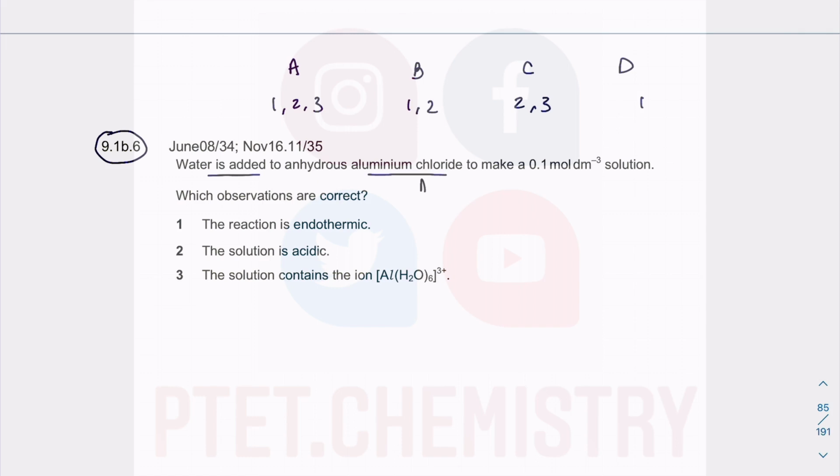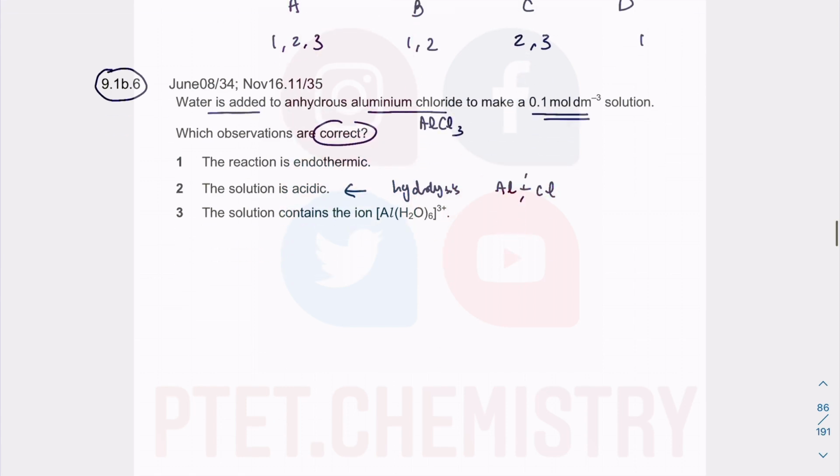All right, so which observations are correct when you add water to aluminium chloride? So aluminium chloride is AlCl3, and you make up 0.1 mol per dm3 of solution. We know it is acidic because AlCl3 undergoes hydrolysis in water, so that Al-Cl bond gets broken, and it gets hydrolyzed by the presence of water. So if you write a complete balanced equation, this is how you will write it.